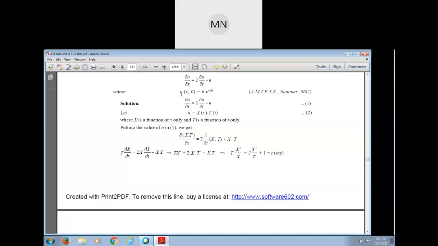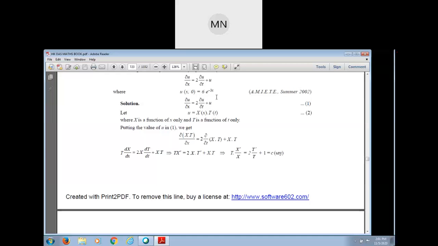u(x, 0) means what? I have already told you that u is the dependent variable which depends on x and t. So suppose we consider this condition, x with t equals 0, then the value is 6 e to the power minus 3x. This is not the solution part. This is the original problem.